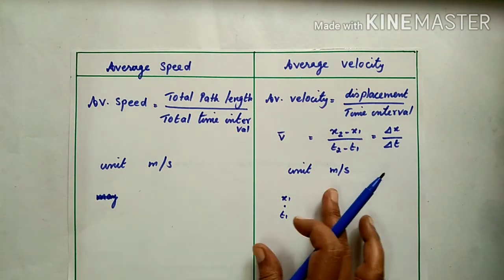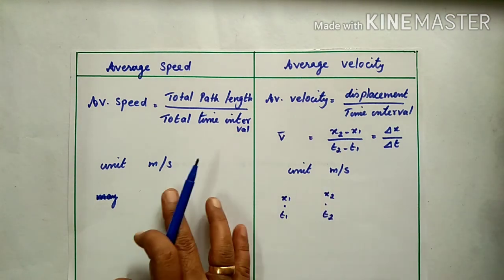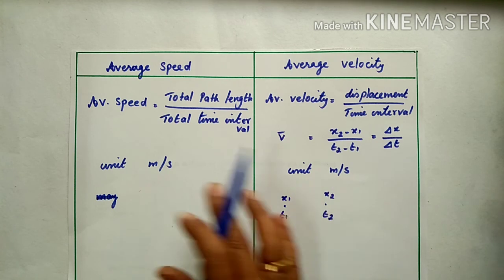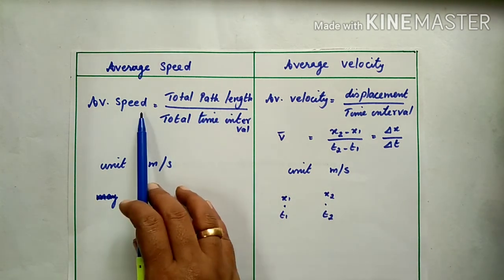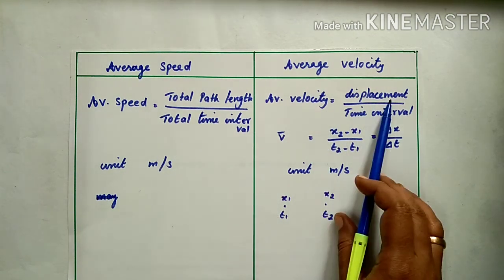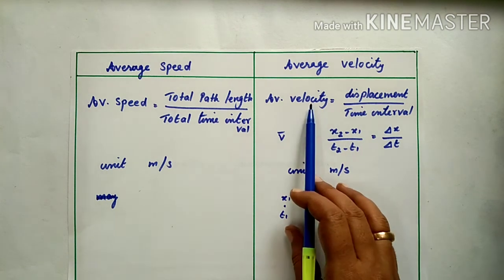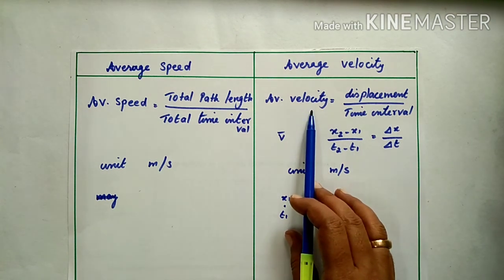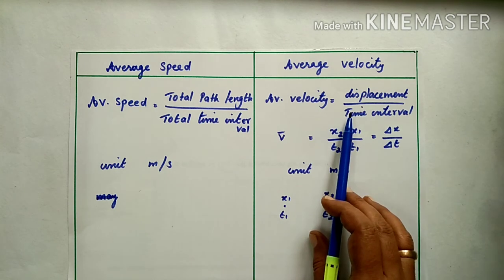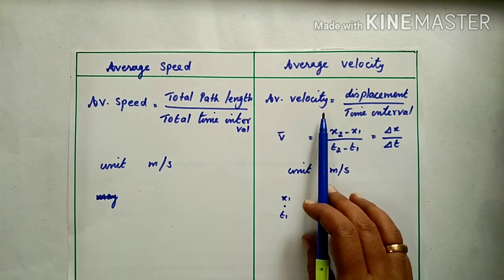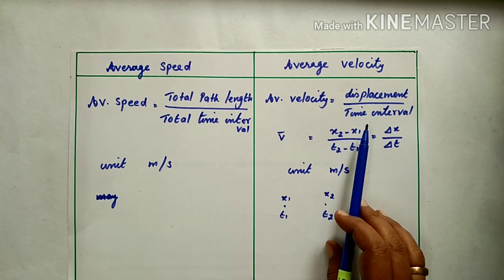Then the unit of average speed and average velocity is meter per second. Depending on the path length, average speed may be positive or 0, and depending on the displacement, average velocity may be positive, negative or 0. The negative sign represents the direction of the object.